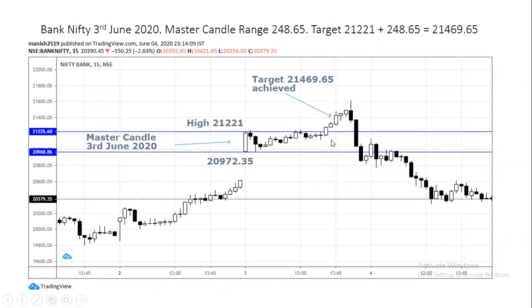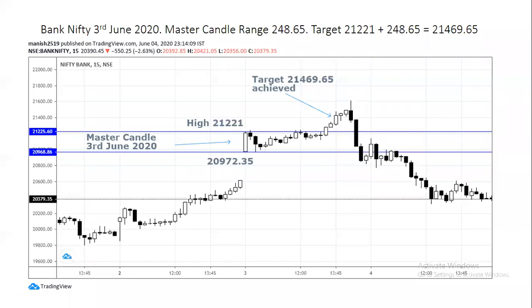By healthy consolidation, I mean from morning till almost 1:30 or 2 p.m., price was just moving inside the master candle. Whenever you notice this kind of consolidation, this is known as healthy consolidation. And I have seen breakouts and breakdowns work really well after healthy consolidation. So as a trader, if you wish to practice this setup in live market, make sure the master candle has healthy consolidation. Then only you should go for the trade.